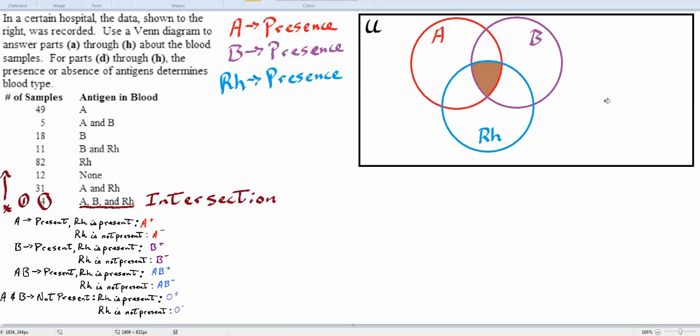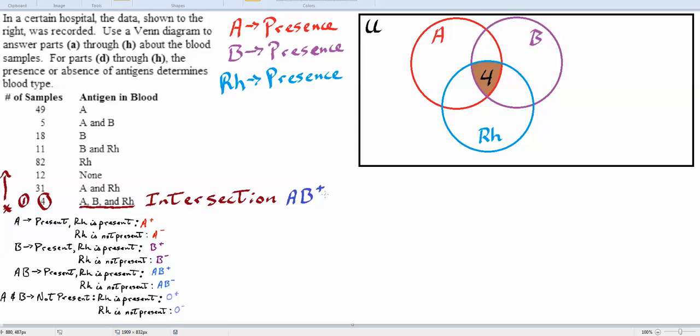And this is going to represent the intersection of the 3 sets. And we're going to go ahead and put in the number 4. That represents the fact that this right here is going to be AB positive because A is present, B is present, and the RH is present. So we will go ahead and let that be known as AB positive. And we now know that there are 4 patients here that have AB positive blood.